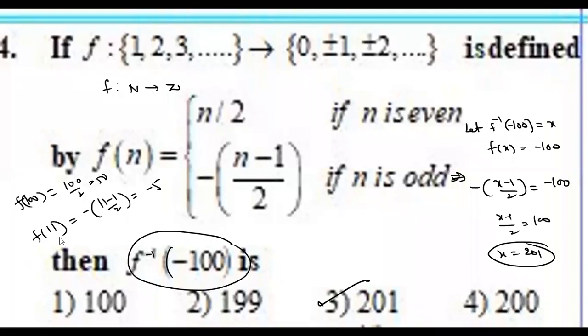f of 11. I'm not asking f inverse of 11. f of 11. Whether the number is even or odd, you should verify.